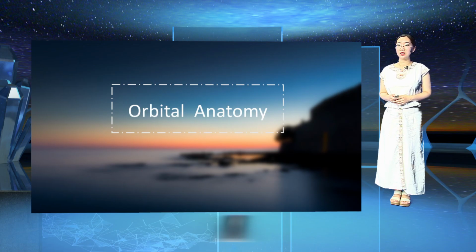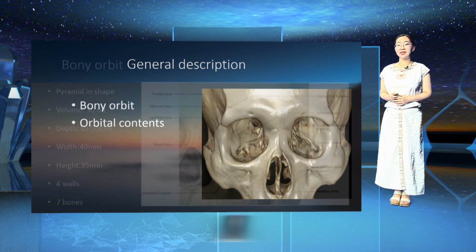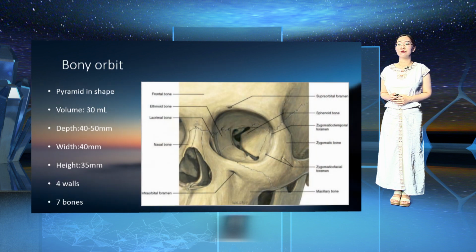Everyone, in this lesson we will learn the normal anatomy of the orbit. The orbit is composed of the bony orbit and the orbital contents. In the adult, the bony orbit is roughly pyramidal in shape. Its volume in the average individual is approximately 30 ml.